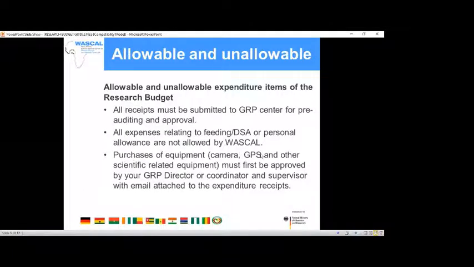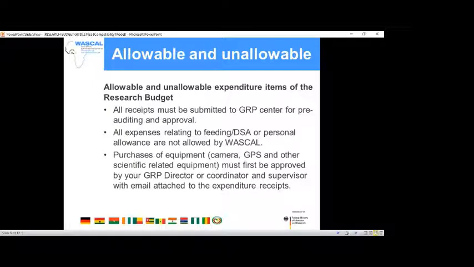Purchases of equipment, camera, GPS, and scientific-related equipment must first be approved by your DRP director or coordinator and supervisor, with the email attached to the expenditure receipt. This is very, very important. Anything that has to do with assets, like camera or GPS, I've made mention of it before: anything above 200 euros becomes the property of WASCAL. However, before you purchase it, you need the consent of your supervisor and the director.